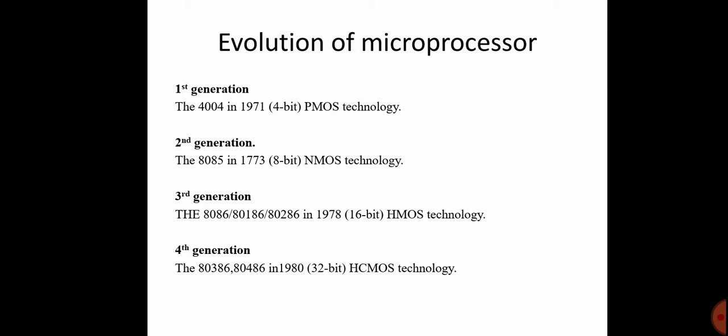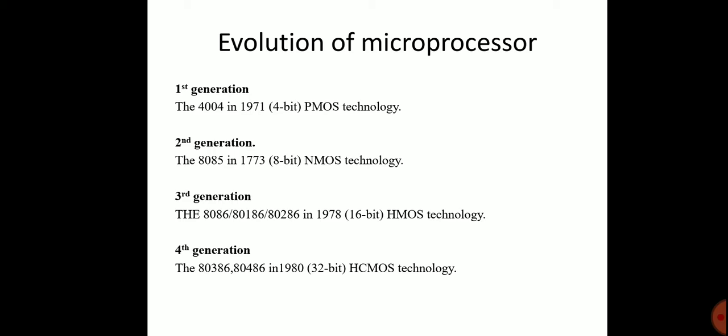And what is 8-bit? 8-bit is 2 power 8, that is 256 values, which is 1 byte of memory, 1 byte of operations and 1 byte of executable data. So in the second generation, the 8085 processor, having 8-bit NMOS technology, was manufactured by Intel.